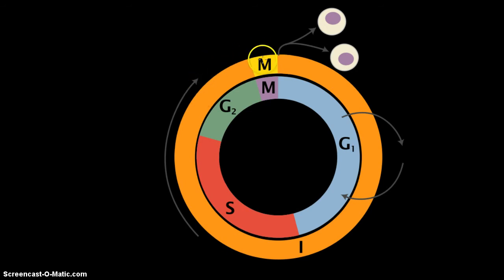In order for the cell to actually divide into two identical cells, we call them daughter cells, the organelles and the DNA have to replicate, and then it can divide into two identical daughter cells, pictured over here.